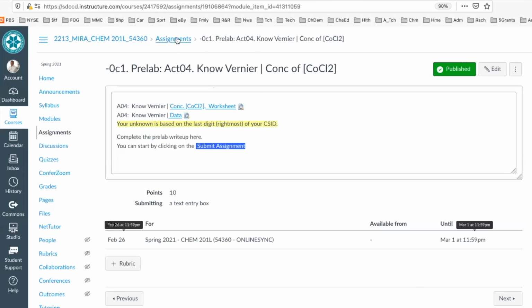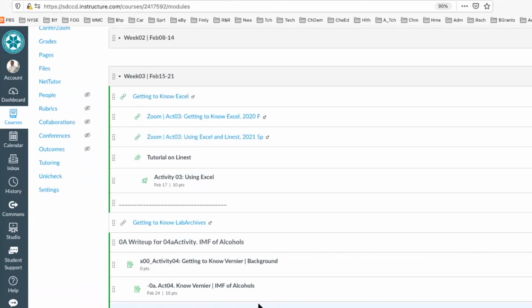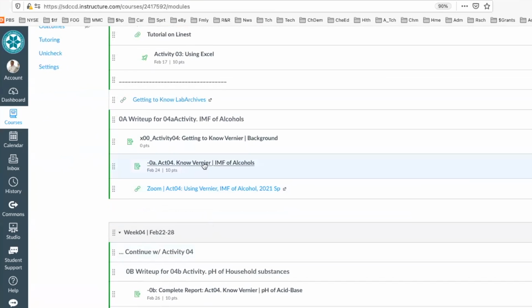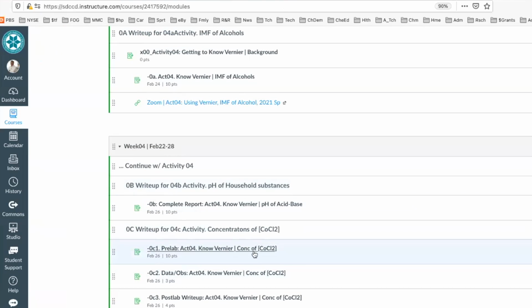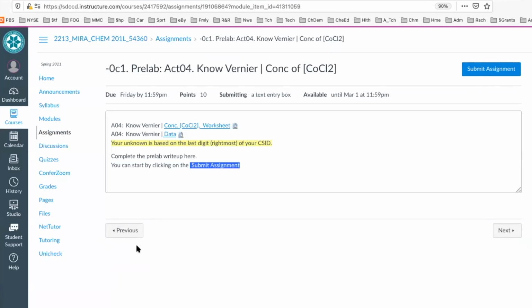Now, let me just mention before we all leave that you write in one space the report for intermolecular forces of alcohol. You write in one space the pH of acid base, but you write in 3 spaces in its different parts, just like you would do a different experiment. The 3 sections of cobalt chloride. The PreLab would be here. You write it, okay, by clicking on submit, and that will give you access to the text table.